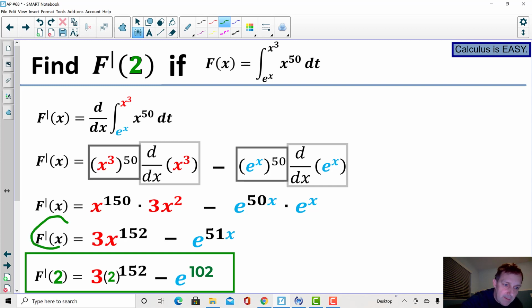Now we found f prime of x, but we've got to find f prime of 2. So we still need to plug a 2 in for the x. Now I'm just going to leave my answer like this because e to the power of 102 is really big, and so is 2 to the power of 152. Those numbers are too big. So let's just leave our answer like this. Even on the AP test, they would not want you to plug that in and get an actual number answer. That number would be so big that we would not be able to write it down on the screen. All right, let's go to the next example.